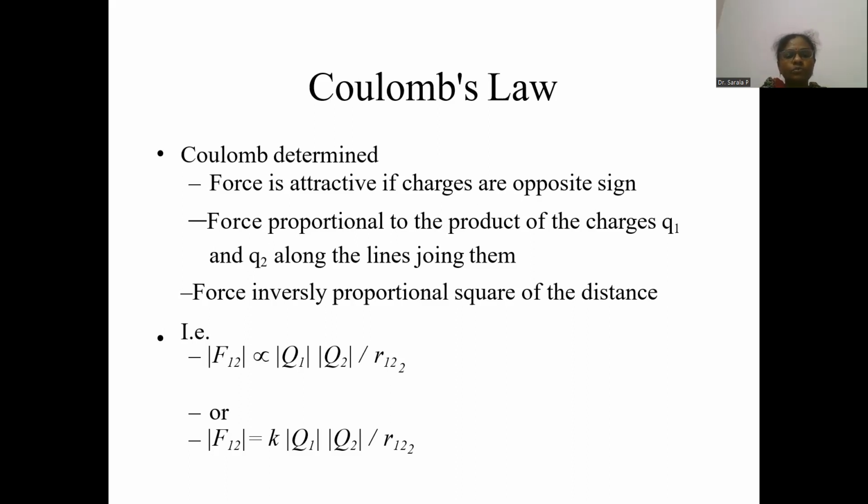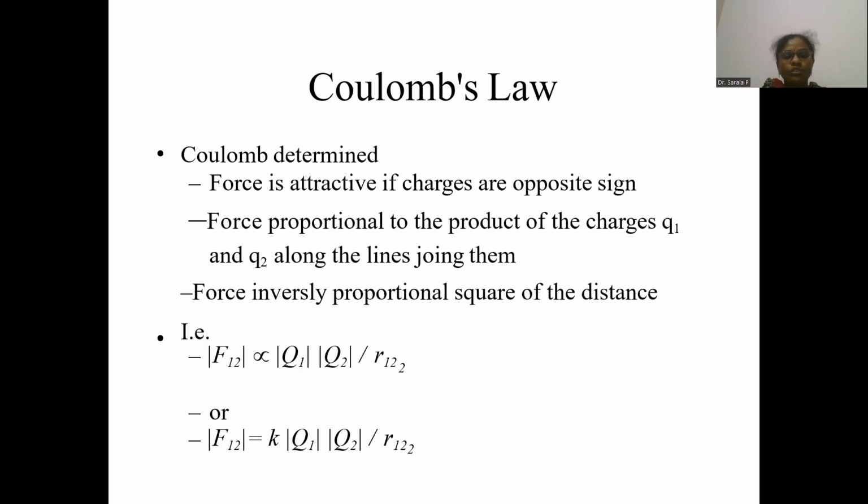So here Coulomb's law is determined by having a force. The force is attractive if the charges are of opposite sign. The force is also proportional to the product of the charges, that is Q1 and Q2, along the line joining them. Q1 and Q2 are opposite sign charges, and the force is proportional to the product of the two magnitudes of the charges.